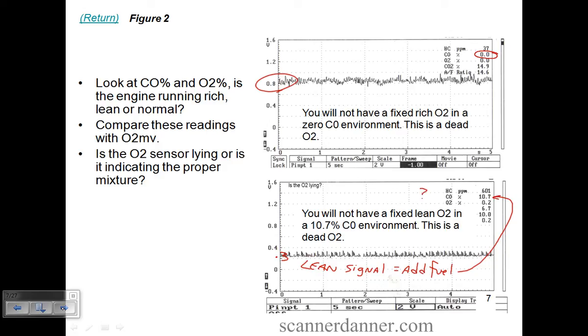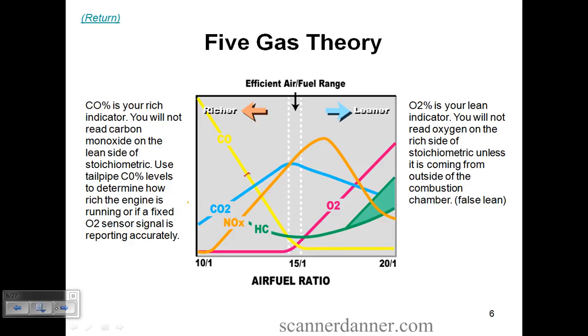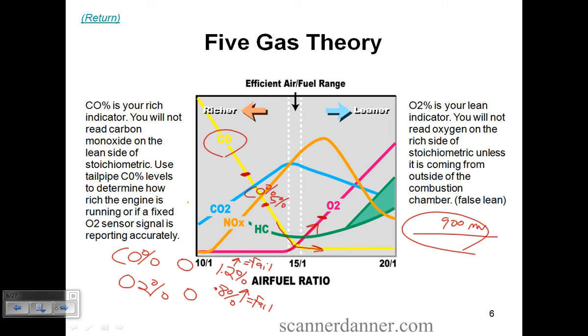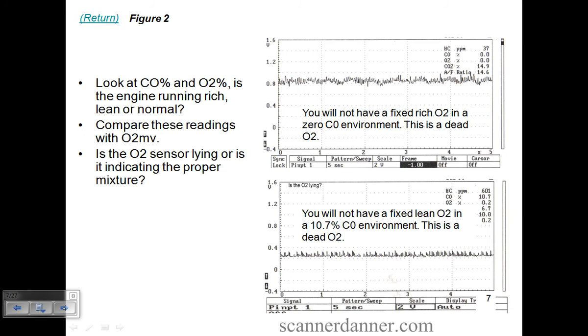Look at my CO percentage, 10.7%. Is it possible to have oxygen, lean, in a 10.7% CO environment? It's not, because what happens when we add oxygen? We bring CO down. That's what this chart's showing us. You're up here. There's no way that you have oxygen. That sensor's lying, so I'm giving you tailpipe readings for that. With a rich signal, what's the computer do?